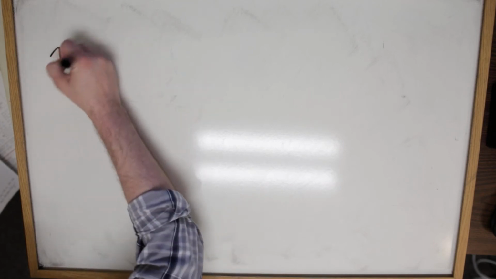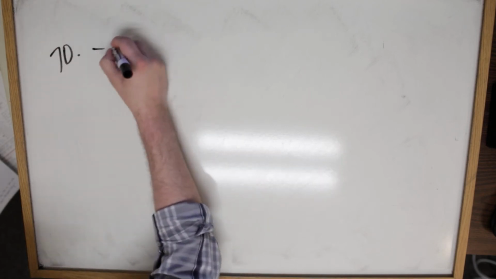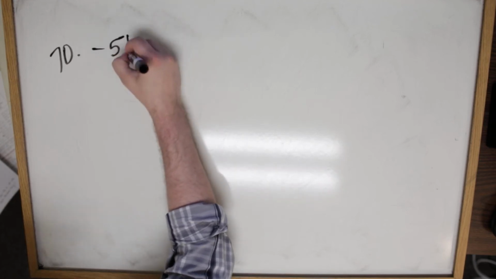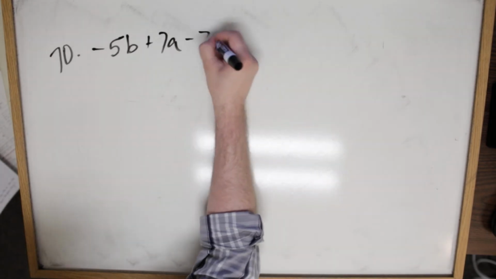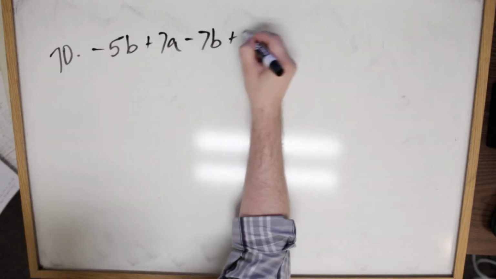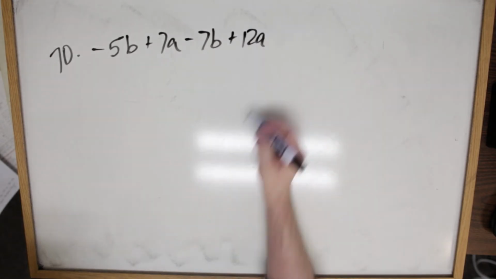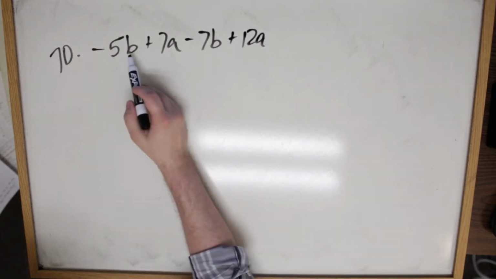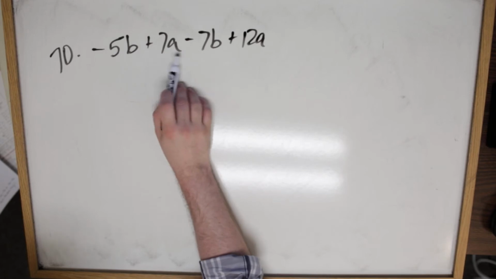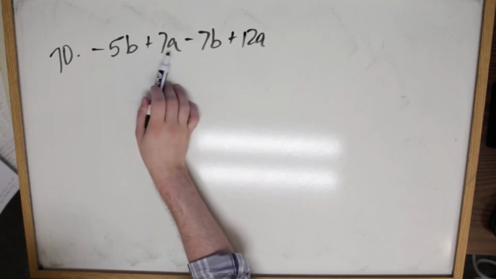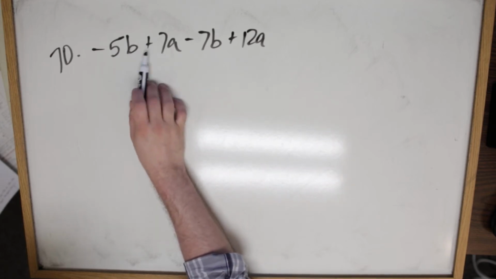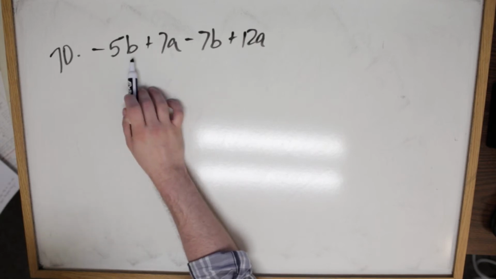Let's take a look at question 70. We're going to mix it up a little bit. I think there's going to be a couple of different variables here, and so we'll have to make sure that we combine the right ones. 7a minus 5b plus 12a minus 7b. Okay? So notice there's a b here and there's an a here. I can't combine the b's and the a's unless I'm multiplying, but I'm not doing that. I'm adding, right? The thing that's separating these two is an addition sign, so I can't combine them.